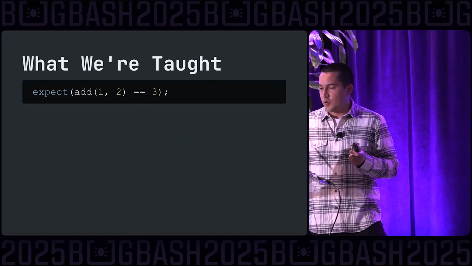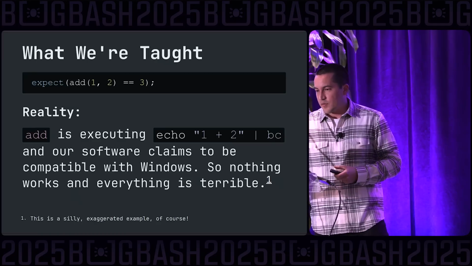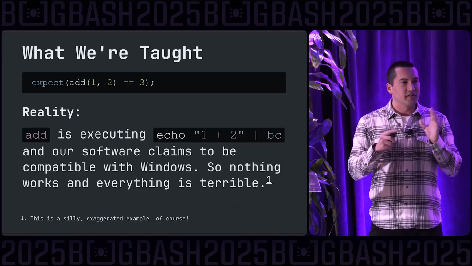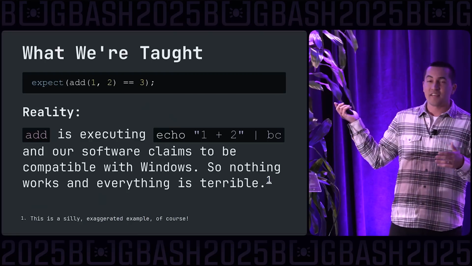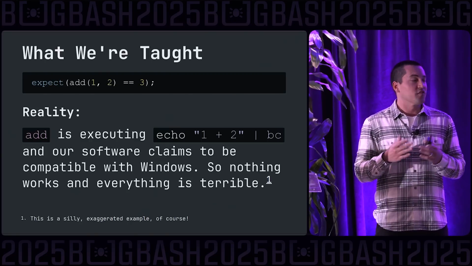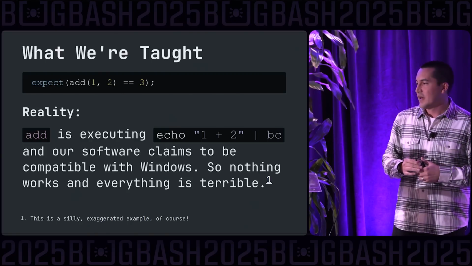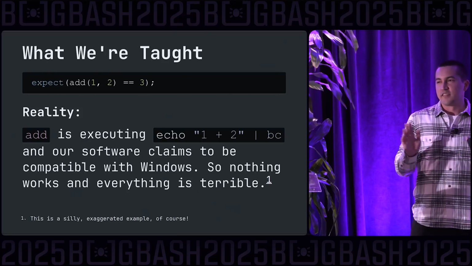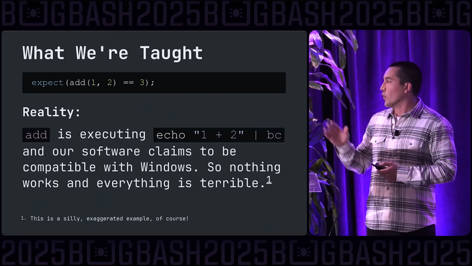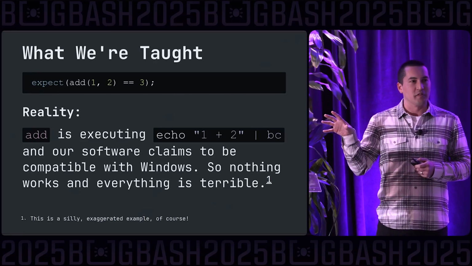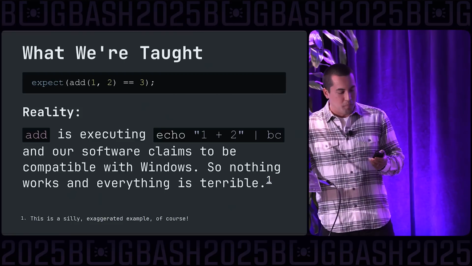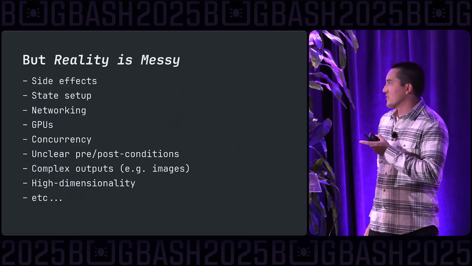But the reality is that in a lot of real-world cases, you might run into something where add is actually sub-processing to a shell running BC for some reason, and you wanted it to work on Windows, and now it doesn't work on Windows. This is silly. This is not reality. The only ecosystem that would possibly do this is probably JavaScript. But the whole point is that reality is actually messy, right?